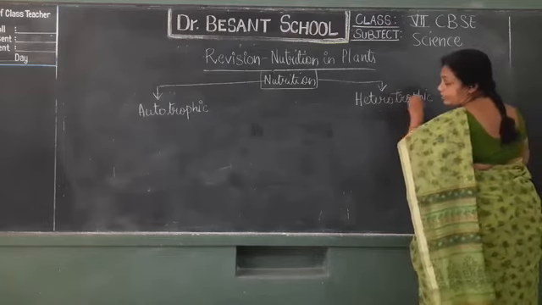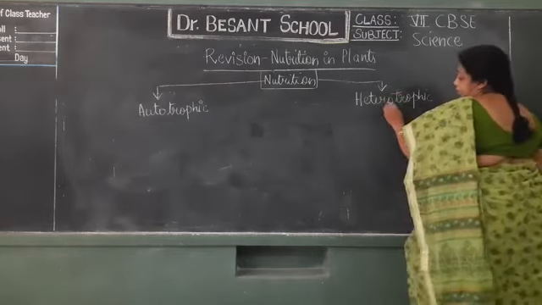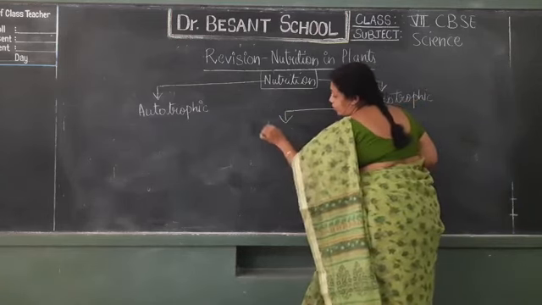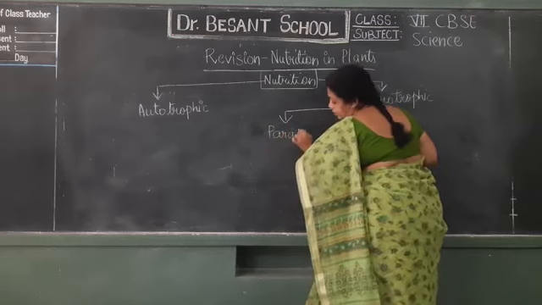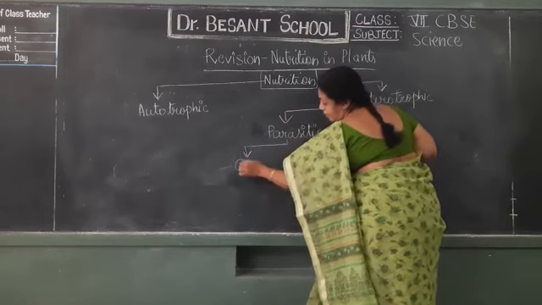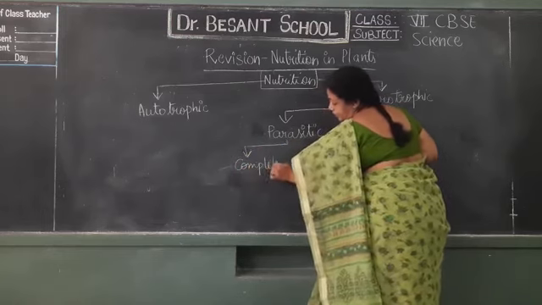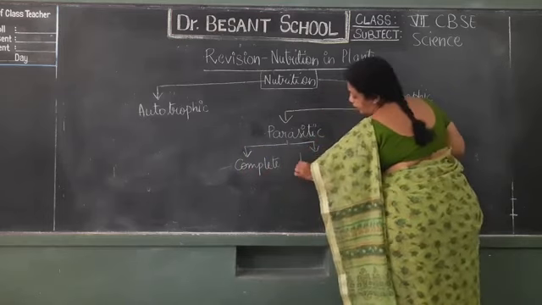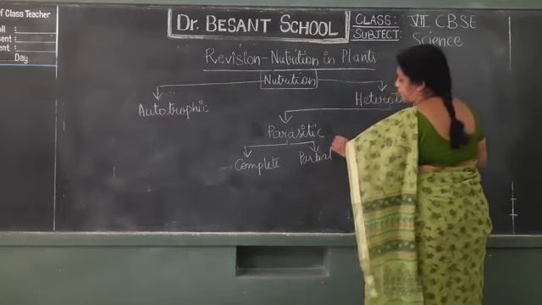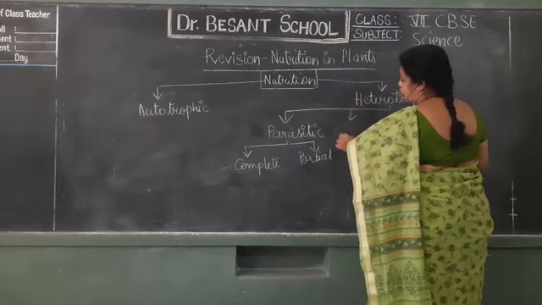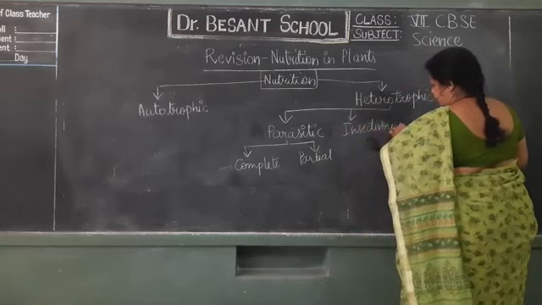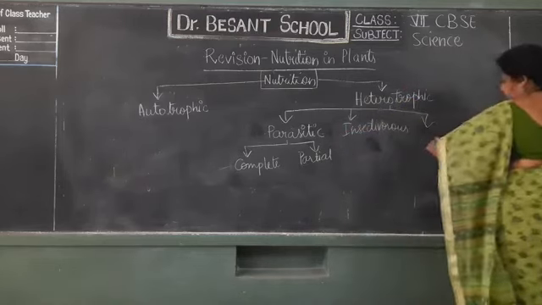Okay, so in this heterotrophic, I have told about the different types. Among them, do you remember what are the different types I have told? I have told about parasitic, isn't it? Parasitic means which eat the other plants. So in that, complete parasite and partial parasite. In this only we can also consider insectivorous. Both are more or less same. Next you have got the saprophytic.